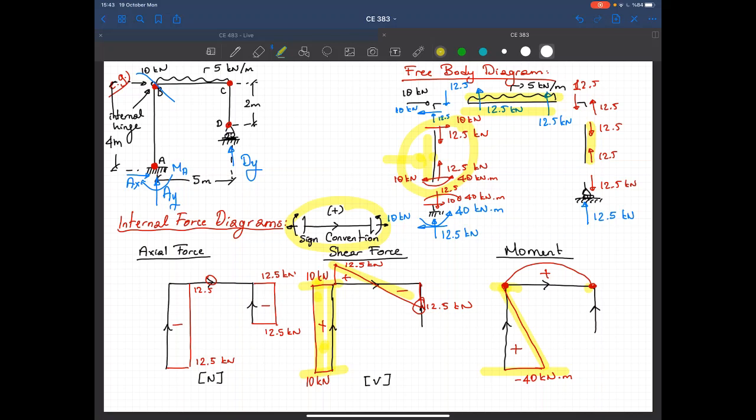Let's take a look at member BC. At member BC, I have a uniformly distributed load, which tells me that the variation of the shear should be linear, and also the variation of the moment should be a quadratic polynomial. So once you draw the free body diagram as we described here, drawing the internal force diagrams or the equations for these internal force diagrams are a very straightforward and simple process.